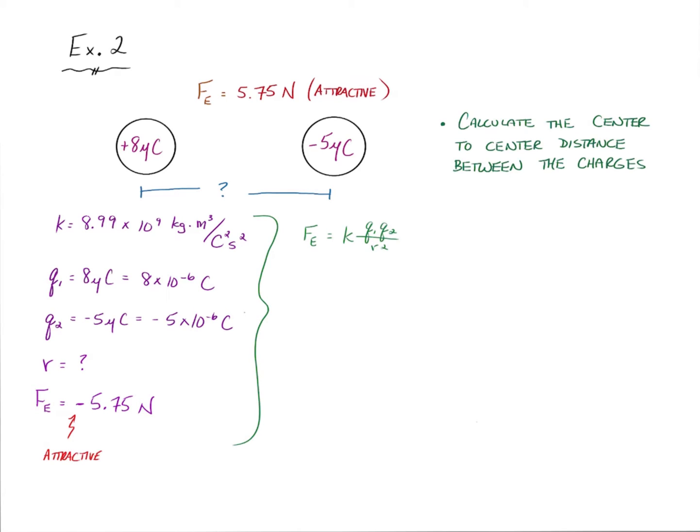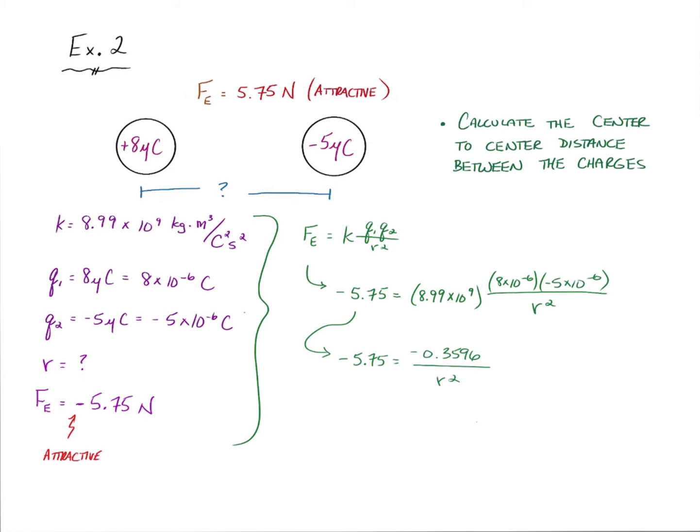All right, so the next thing we're going to do, we only have two charges, so we will use Coulomb's law exactly one time because there are two charges in Coulomb's law. So if we plug in what we're given, the negative 5.75 and the K value and the two charges in coulombs, then I can try and solve this for R. So I'm going to simplify everything.